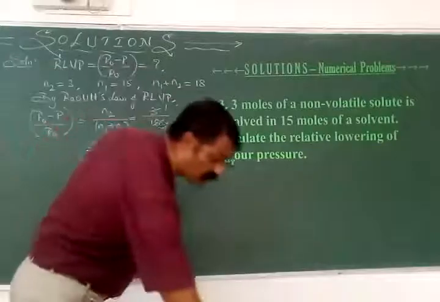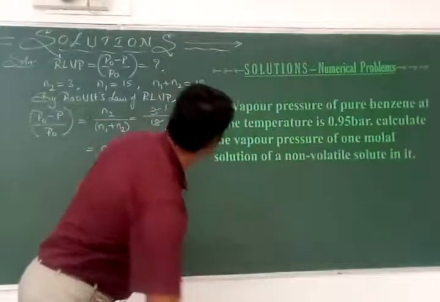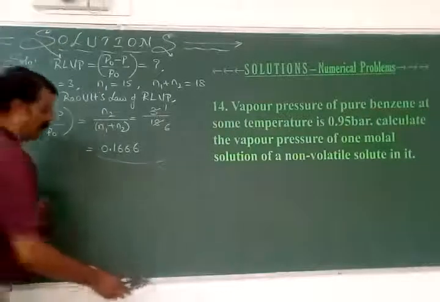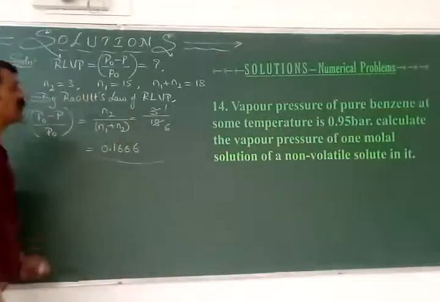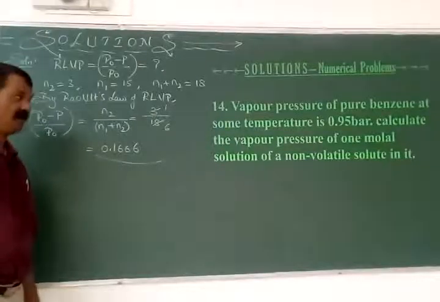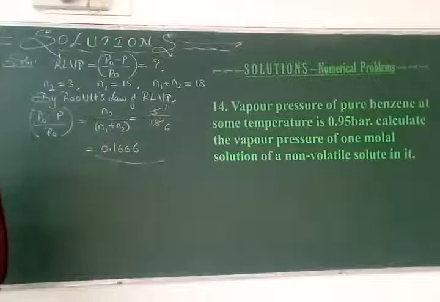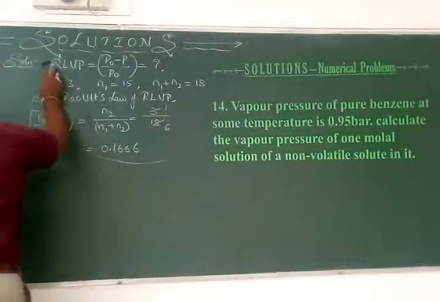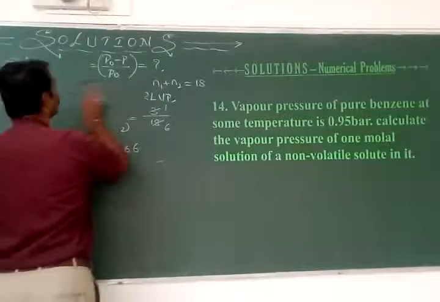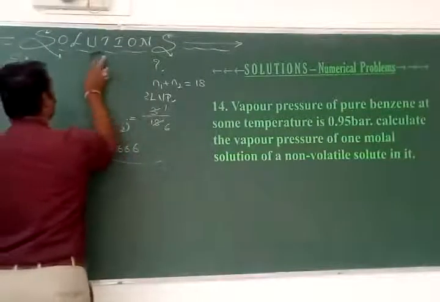Let's have the 14th here. Vapor pressure of pure benzene at some temperature is found to be 0.95 bar. Calculate the vapor pressure of 1 molar solution of a non-volatile solute in it. So here we have to find out the vapor pressure of 1 molar solution.